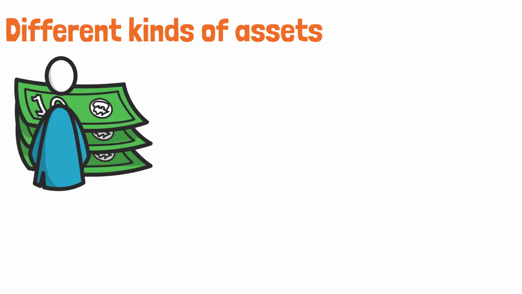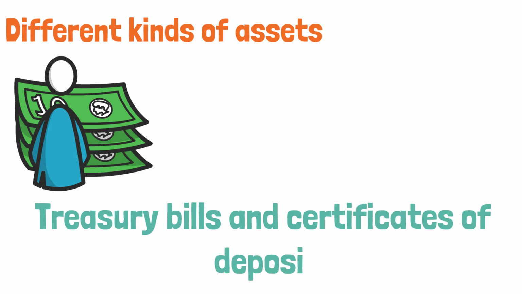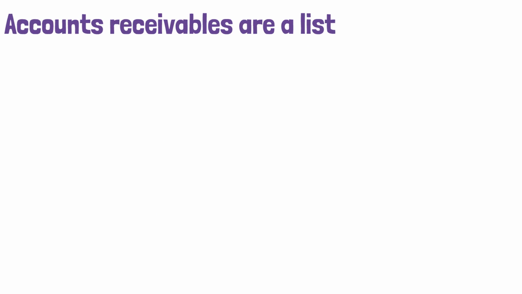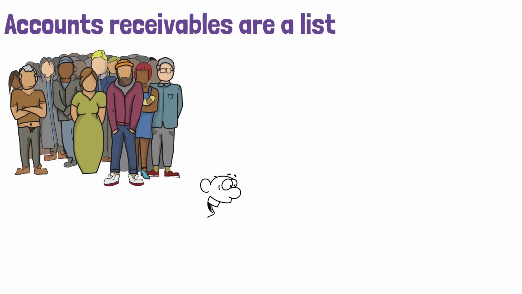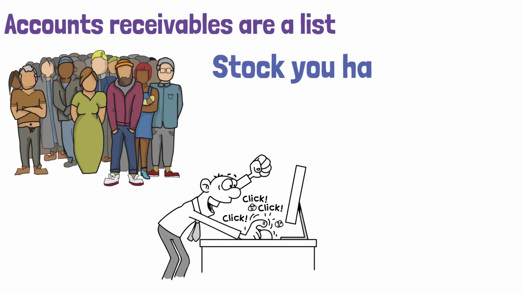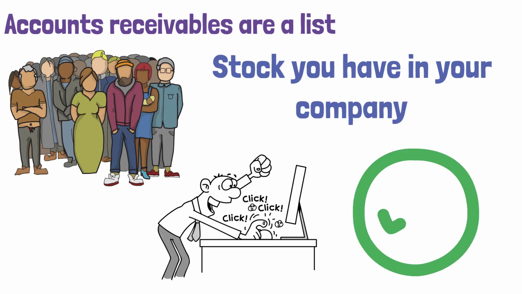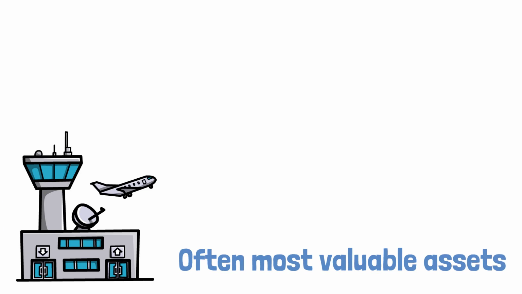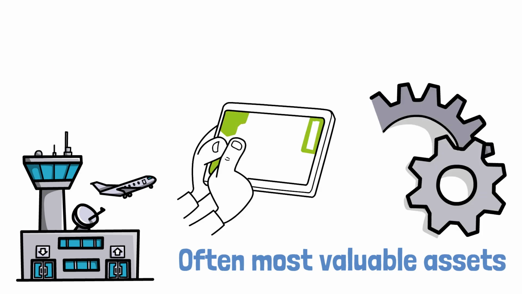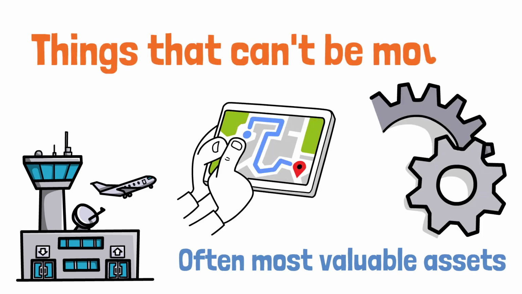Assets. There are different kinds of assets for your business. Liquid assets are cash and other things that can be used as cash, such as treasury bills and certificates of deposit. Accounts receivable are a list of how much money customers owe the company for buying its products. The stock you have in your company is also part of your assets. Most companies' main and often most valuable assets are the machinery they buy and the property they are located in. These are things that can't be moved and are usually kept for a long time.